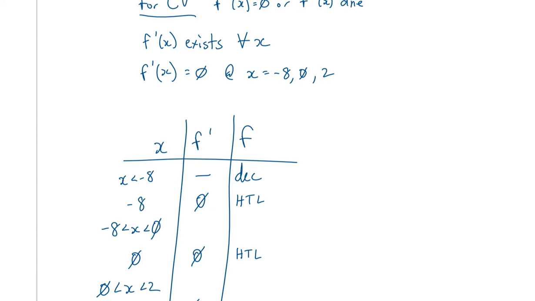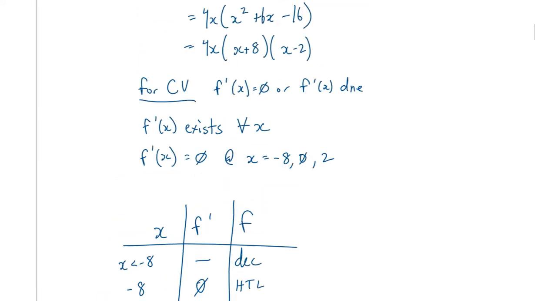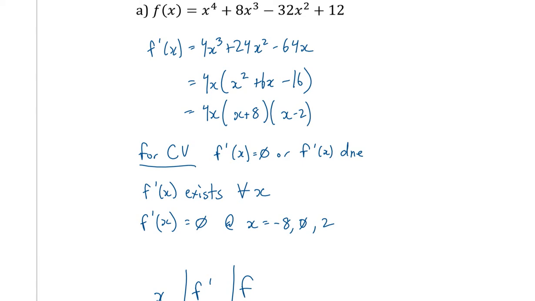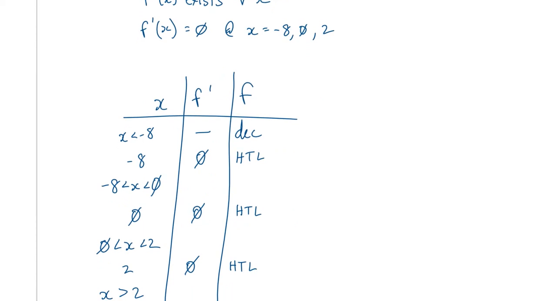Now I pick a value between -8 and 0. So let's say -5. So I'll have negative. -5 plus 8 is positive. -5 minus 2 is negative. So I have 2 negatives and a positive, which means this one's positive. So it's increasing.